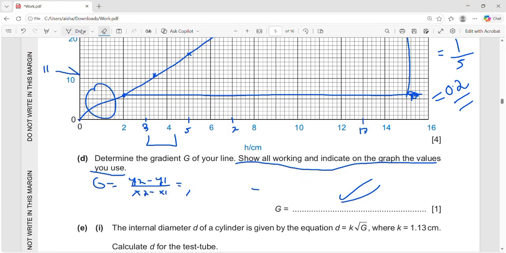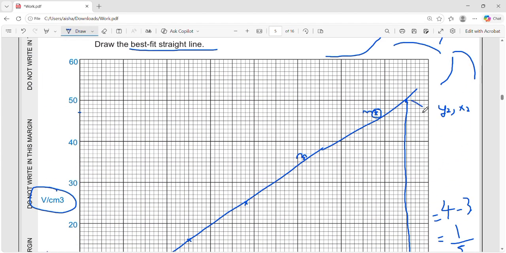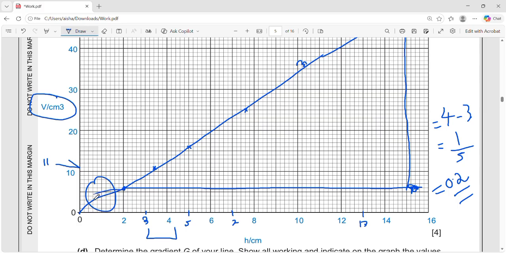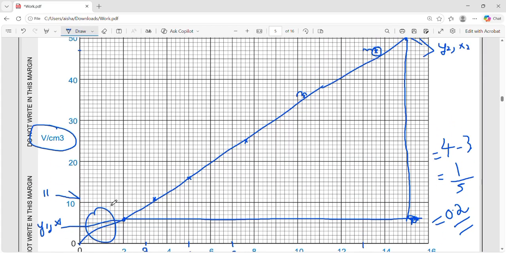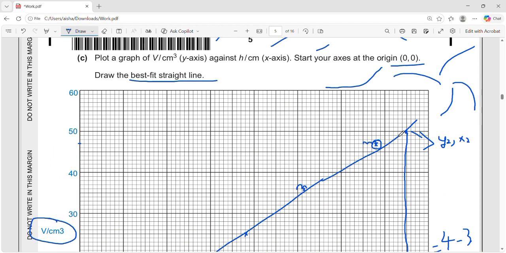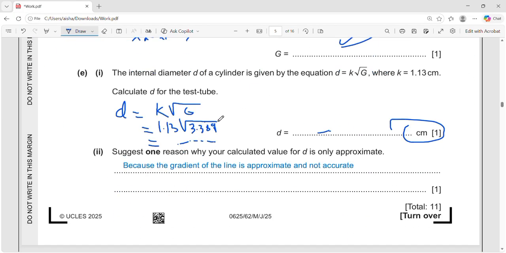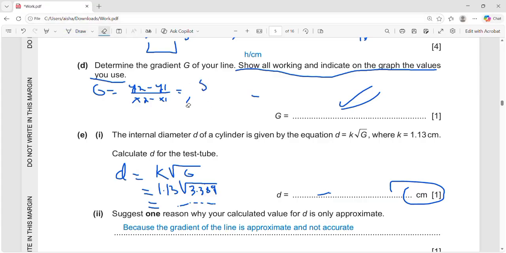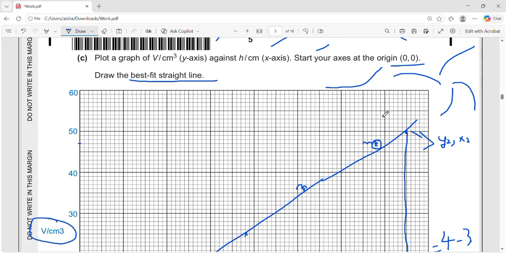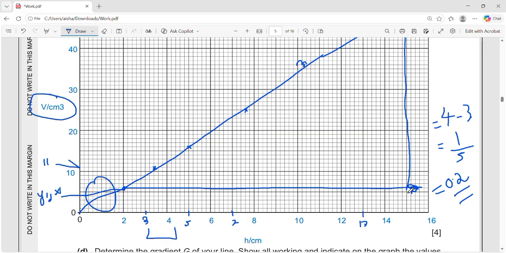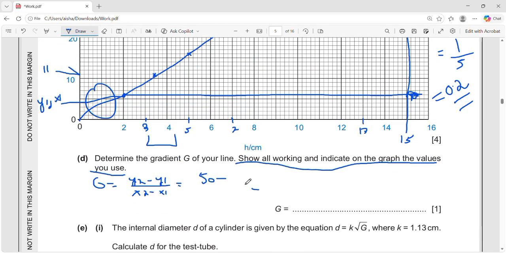So this over here is your y2 and x2, and this over here is your y1 and x1. The lower point is your y1 x1, and your higher point is y2 and x2. So this point over here, this is 50, so your y2 is 50. And your x2, if you look, comes over here, which is 14, 14.2, 14.4, 14.6, 14.8, 15. So it's exactly 15.